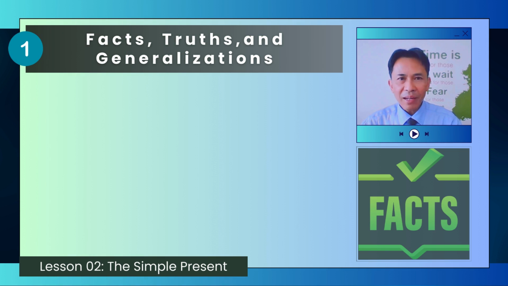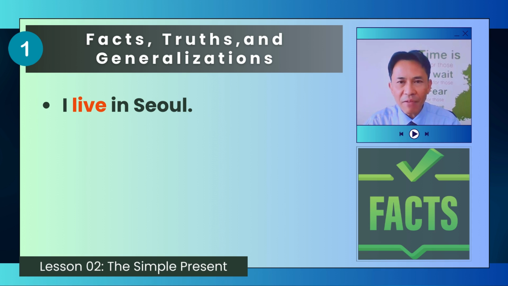Okay, now let's start with the first usage for the simple present tense. We use the simple present tense to talk about facts, truth, and generalizations. Now let's look at some examples here. I live in Seoul. Now, that's a fact. It is true. Everyone knows that I live in Seoul.